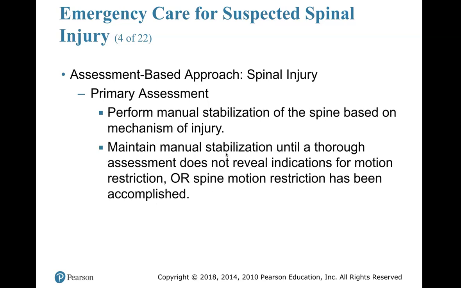Perform manual stabilization of the spine based on mechanism of injury. Maintain manual stabilization until a thorough assessment does not reveal indications of spine motion restriction being needed, or spine motion restriction has been accomplished. So what they're saying there is to hold that manual stabilization. That means with your hands. We will show you how to do that. And hold it until that assessment indicates that there's no spinal injury, like when that patient is talking to you and can tell you what happened, and you check everything, pulse, motor, sensory, and it indicates that no spine motion restriction is needed. Or if they're unconscious and spine motion restriction has been accomplished, conscious or not, then you can release manual stabilization.